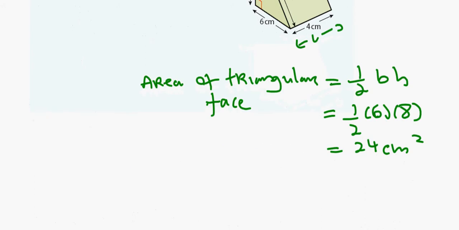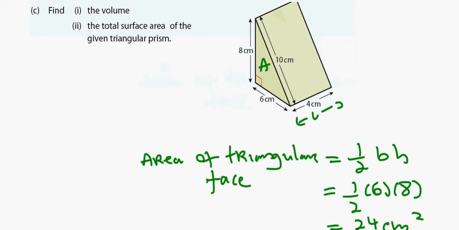Now, what we have here is we have two triangular faces, because there's going to be another triangular face at the back down here. So that's going to be your second triangular face. And then you're going to have a rectangular face at the back. So three rectangles and two triangles. So we're going to label them. So there's going to be two A's, which is going to be the area of the triangular face, which is 24 centimeters squared.